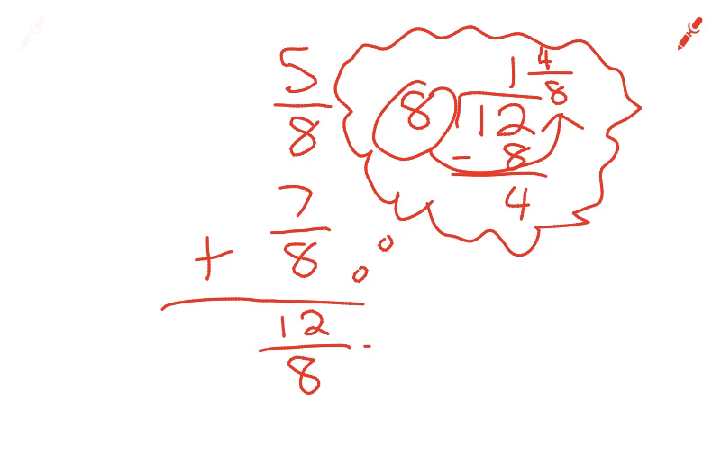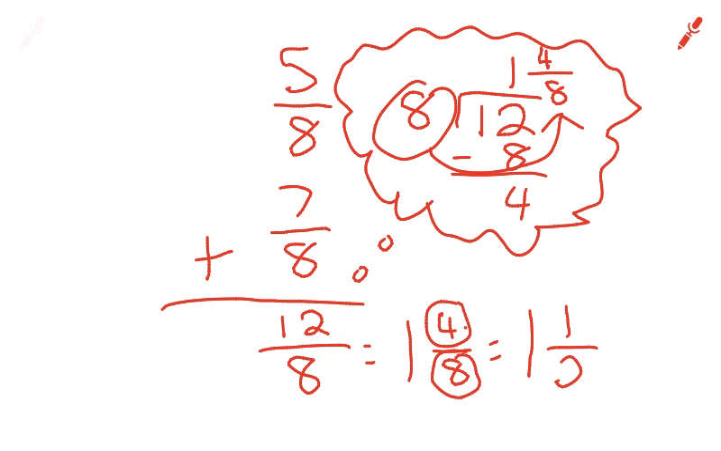And so our answer now is 1 4/8. But there's a problem still. Like I said, we need to make sure our problems are completely reduced. And this can be reduced. What goes into both 4 and 8? 4 goes into both. How many times does 4 go into 4? It goes in 1 time. How many times does 4 go into 8? It goes in 2 times. So our final answer is 1 1/2.